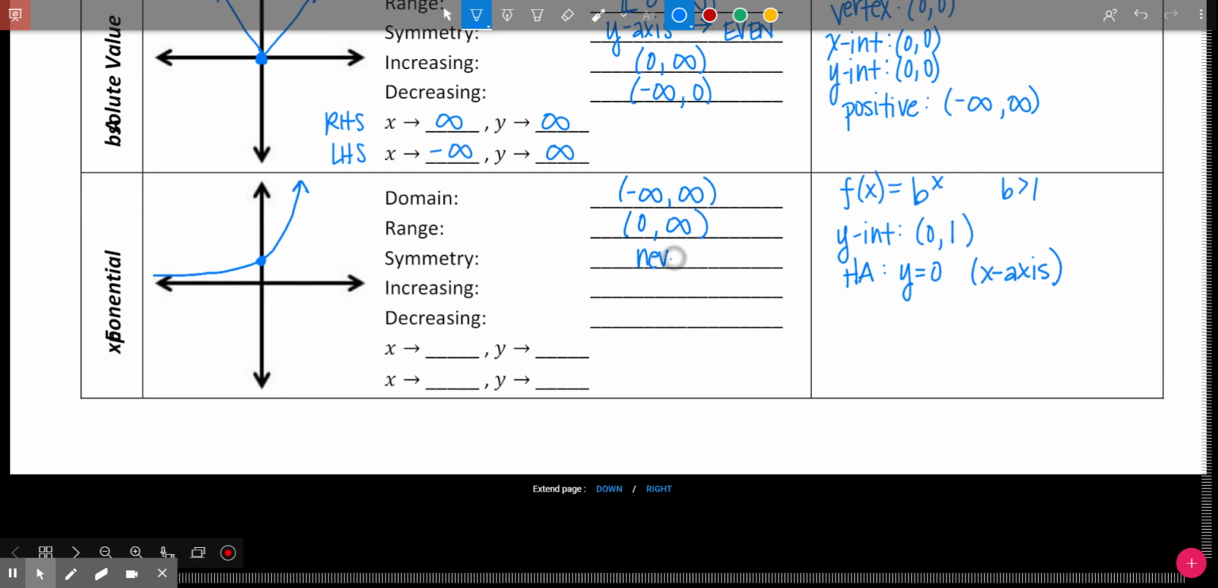An exponential growth function has no symmetry, and it is always increasing. It is never decreasing. On the right-hand side, as x goes to infinity, y goes to infinity. And on the left-hand side, as x goes to negative infinity, y goes to 0. This function is always above the x-axis, so it is always positive.